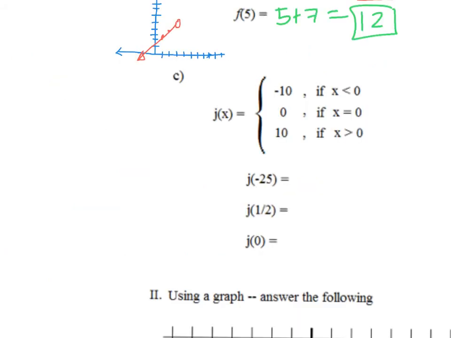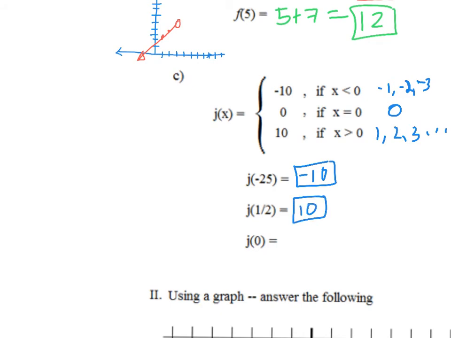So for j of x here, numbers that are smaller than 0 are -1, -2, -3. Here we're at equals 0, so only 0. And here x is bigger than 0, so that's 1, 2, 3, and so on. Okay, so if I'm at -25, then I'm going to be on the first one. So that's going to be -10 because I only have that one number. 1/2 will be numbers that are bigger than 0, so that'll be this one. So that's 10. And for 0, it would be here. So the answer is 0.